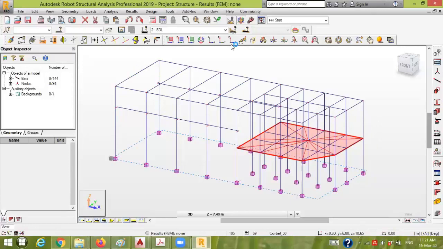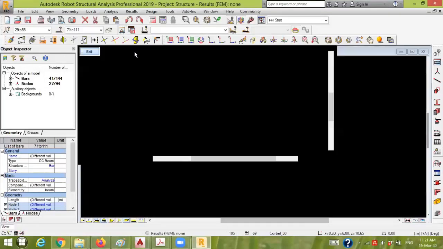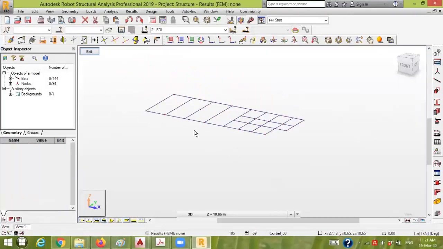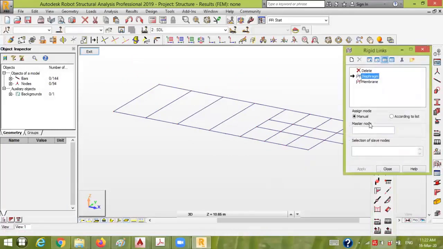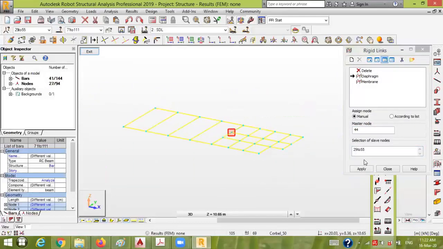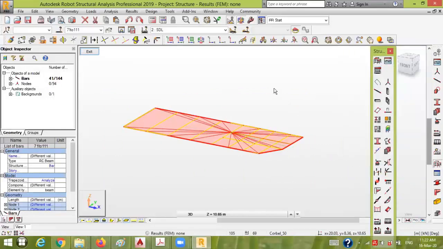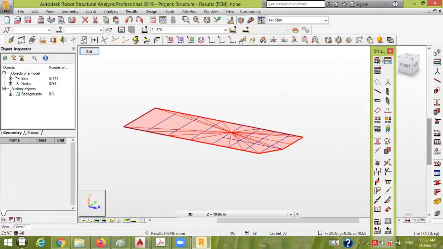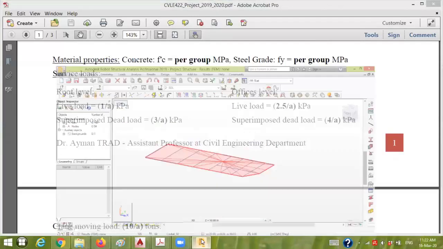Now for the roof level, we select the roof level in our new window. We'll assign at the beginning a diaphragm. Master node, any node near the middle, connected to all the other elements. Now the elements of this level are connected by a slab, or by a virtual slab. And this level is loaded with a live load of 1 and SDL of 3 kilopascal.